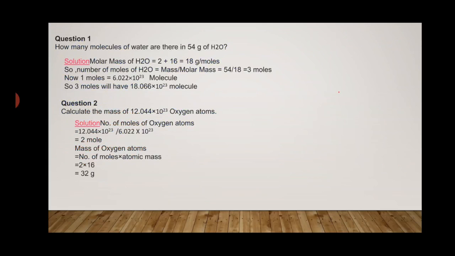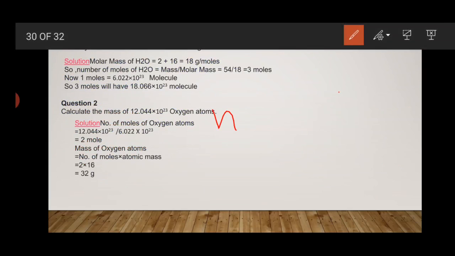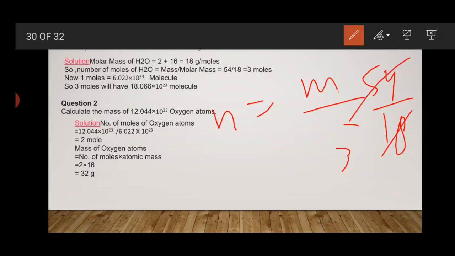Then the formula, we know that n is equal to given mass upon gram molecular mass or molar mass. So given mass is 54 and gram molecular mass or molar mass is 18. So it will come 3 mole. 1 mole is equal to 6.022 into 10 to the power 23 molecules. Then 3 mole is 3 into 6.022 into 10 to the power 23 molecules. So our answer will come 18.066 into 10 to the power 23 molecules.